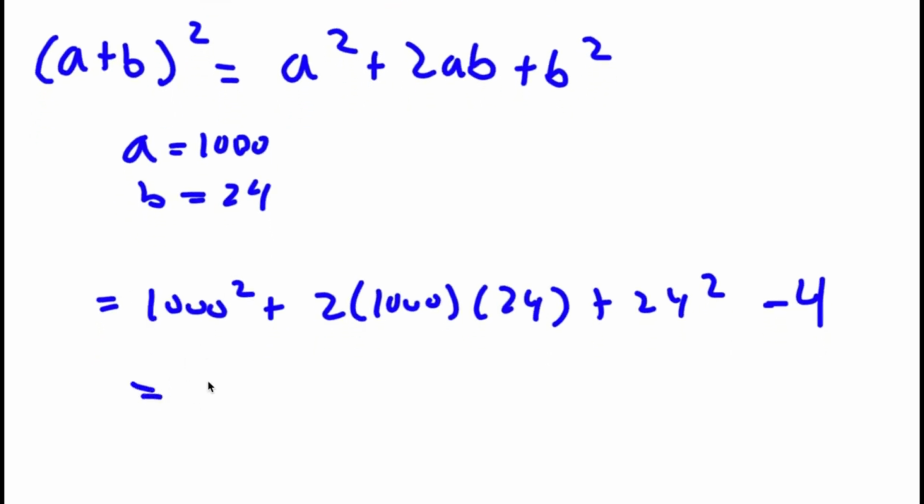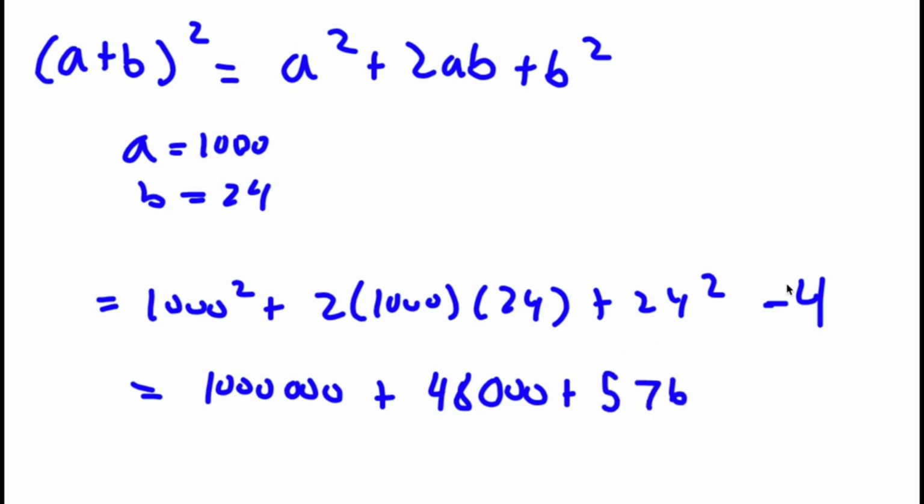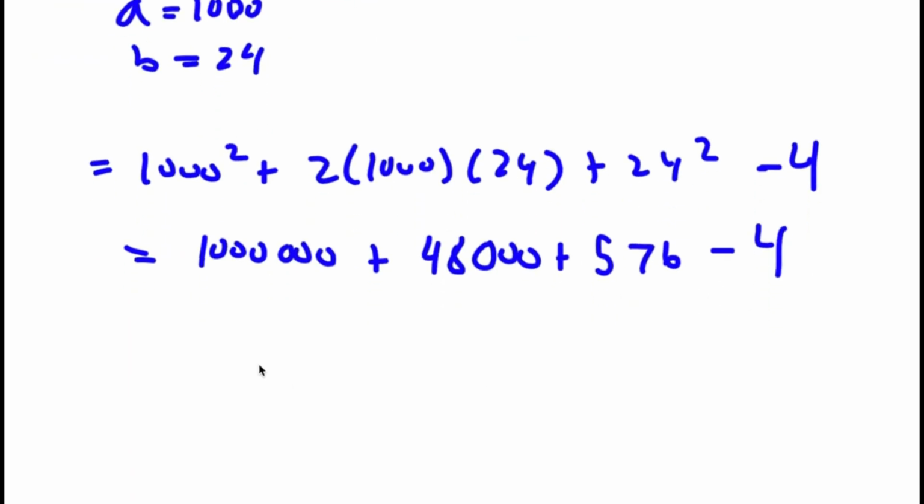Now 1000 squared is equal to 1 million. 2 times 1000 is 2000. 2000 times 24 is going to be 48,000. Now 24 squared is going to equal 576. So I have 576 minus 4, and 576 minus 4 is 572.